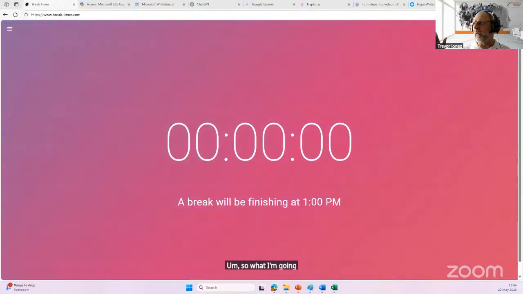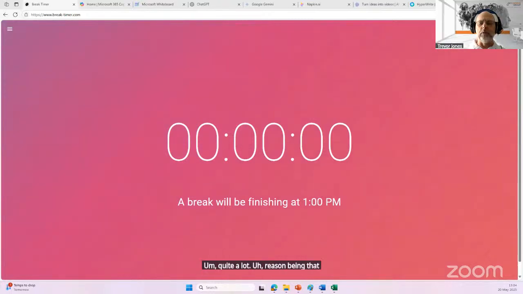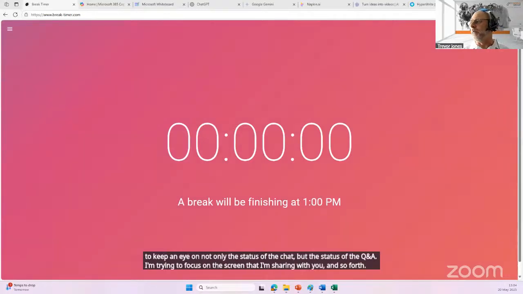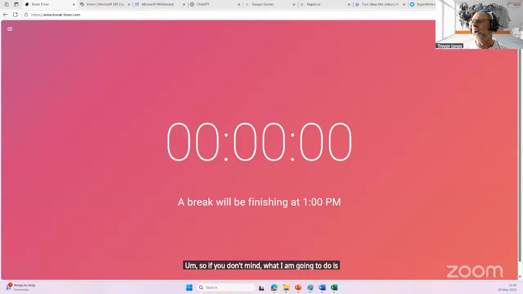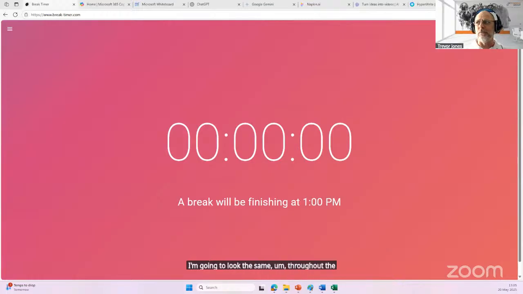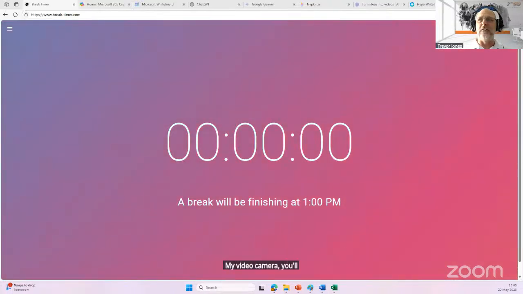I have my video camera on, but you will typically see that my head swivels from side to side quite a lot. The reason is that I have multiple monitors and I'm trying to keep an eye on not only the status of the chat, but the status of the Q&A. I'm also trying to focus on the screen that I'm sharing with you. So if you don't mind, I'm going to disable my video camera. I'm going to look the same throughout the presentation, so I don't think there's really a need for you to see me. If it is a problem or if you prefer to see me all of the time, I'm happy to re-enable my video camera. You'll just see my head swiveling around quite a lot.